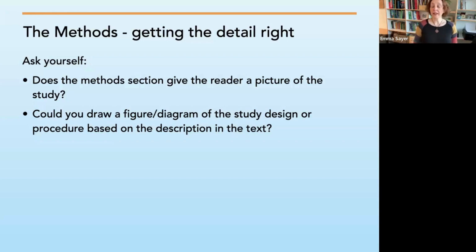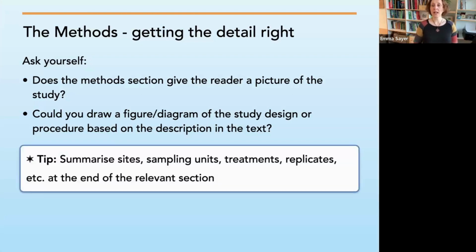One way you can really help the reader, especially if you have a complicated experiment or a complicated study, is to summarize the sites, the sampling units, the treatments, and the replicates at the end of the relevant section. So you give the full description, and then at the end, you can say, in total, there were this many treatments or this many replicates of this many treatments spread across this many plots, for example. So just in one sentence, summarize those details, and that really helps the reader create a picture of the study.